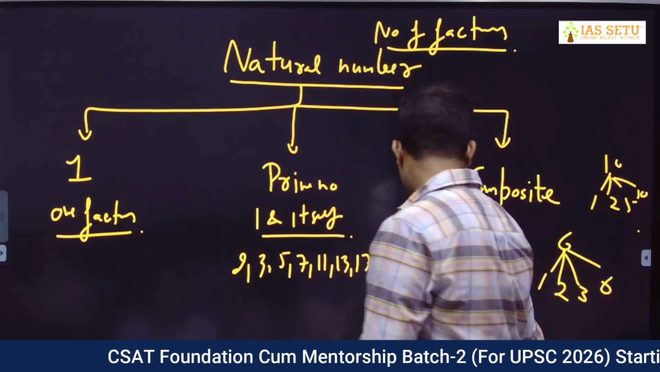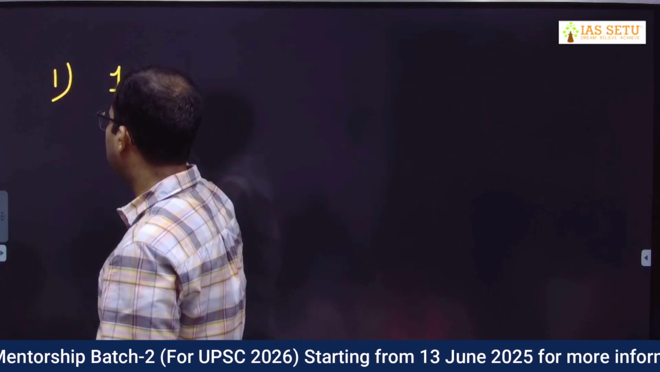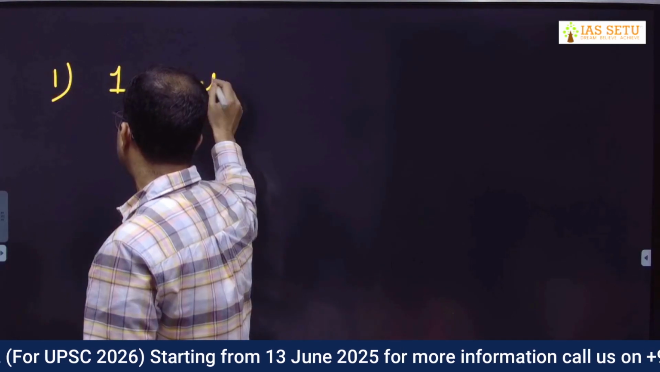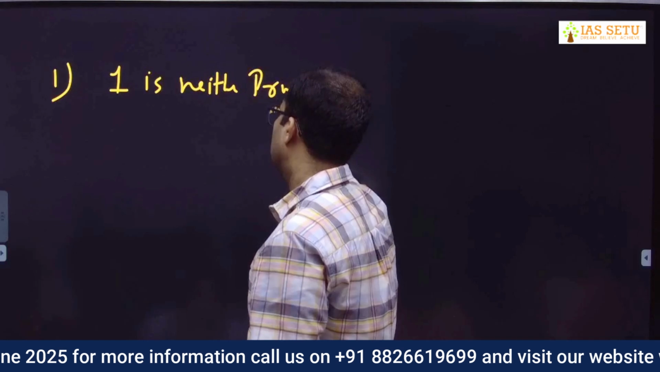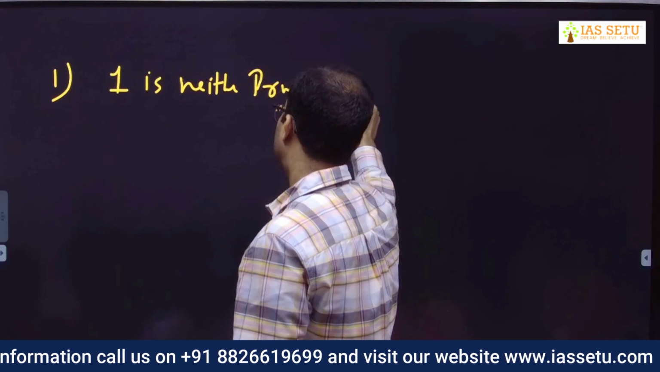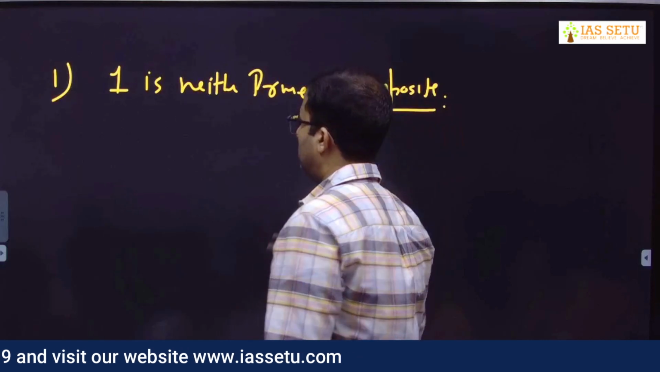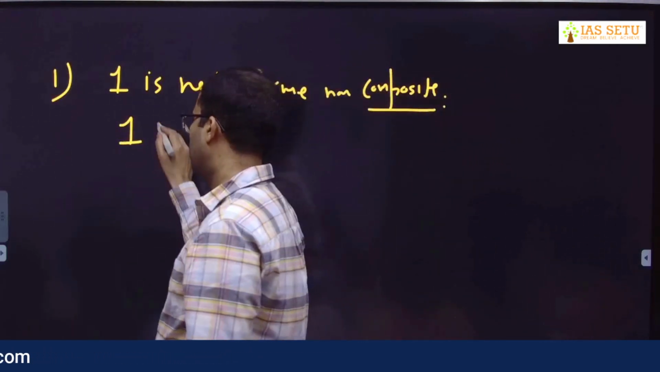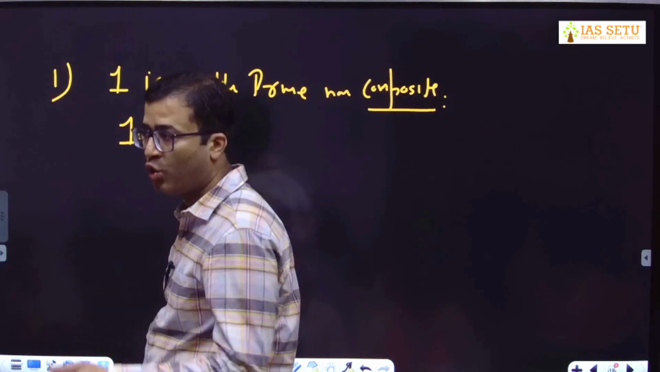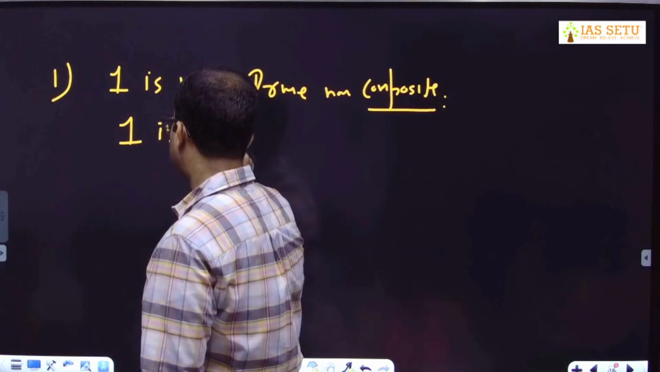Now you write some of the properties. 1 is neither prime nor composite. One is unique. If there is a question, is 1 a prime number, no. If there is a question, is 1 a composite number, no. 1 is unique.